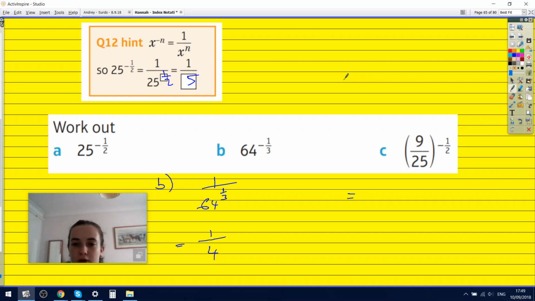1 over 9. Wait, no. So 3 over 5. So it's 3 over 5 to the minus 1. We haven't gotten rid of the minus yet. Do you remember what we do if it's a fraction?